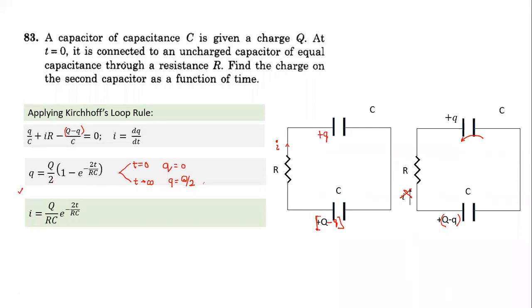RC by 2. Does it make sense? So what has happened? The R term has remained the same. C has become C by 2. Why has it become C by 2? Because there were two capacitors, and two capacitors connected in series give C by 2.